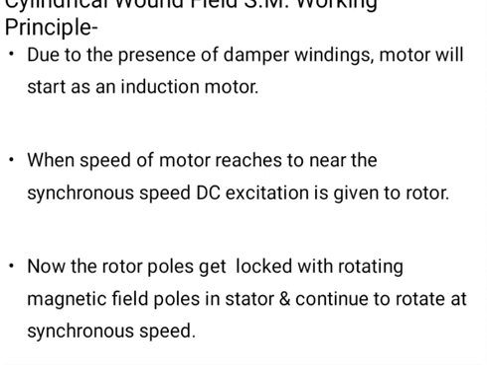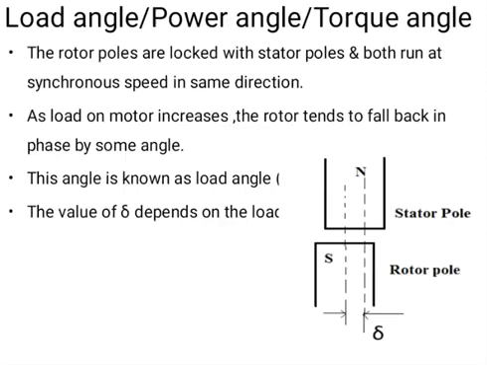And now when the speed of the motor reaches near the synchronous speed, the DC excitation is given to the rotor. Now the rotor poles get locked with the rotating magnetic field poles in the stator and continue to rotate at the synchronous speed. Therefore, it is called a synchronous motor.